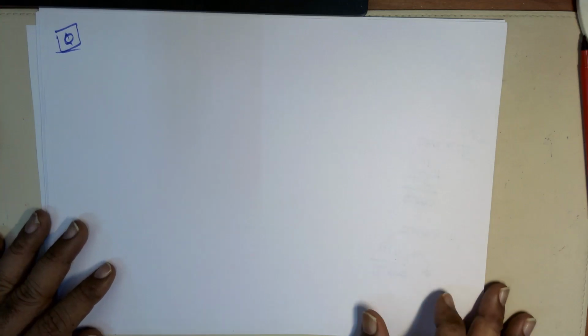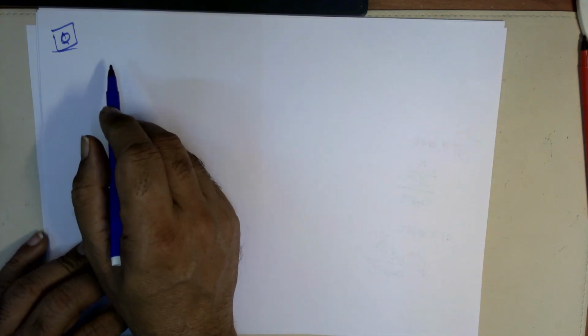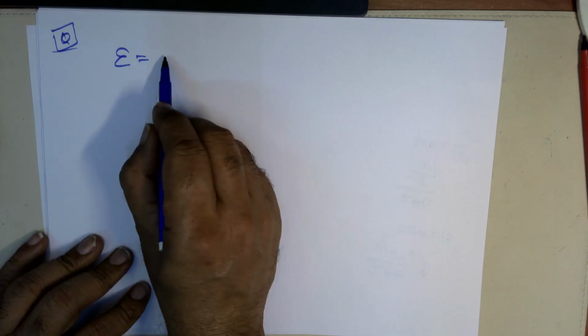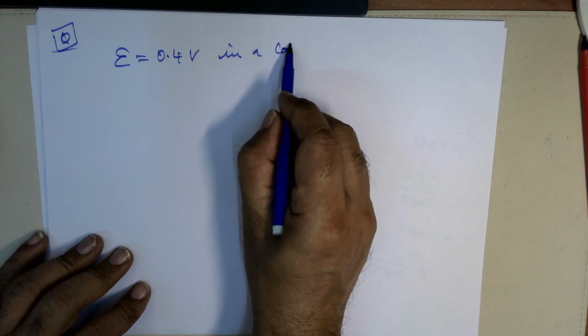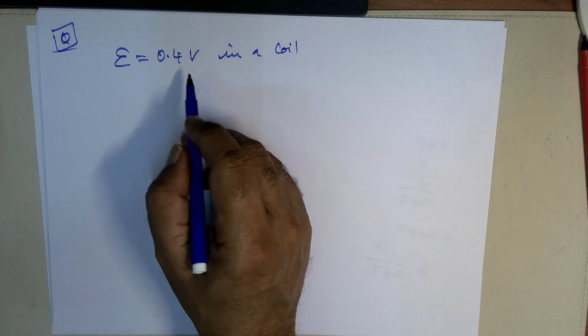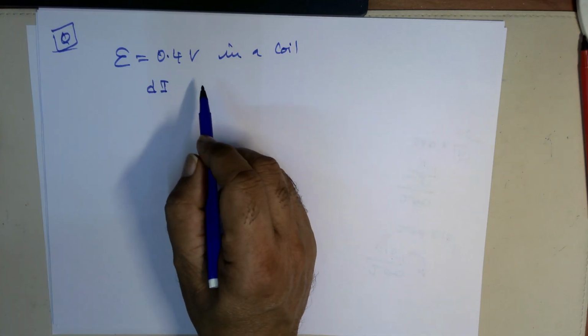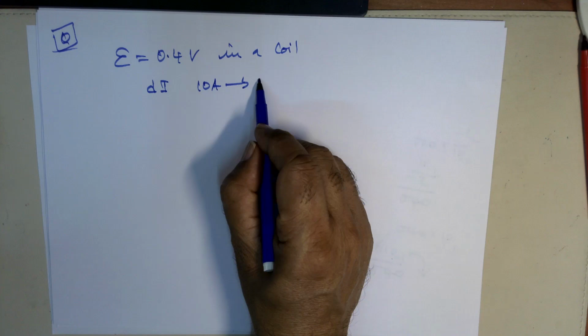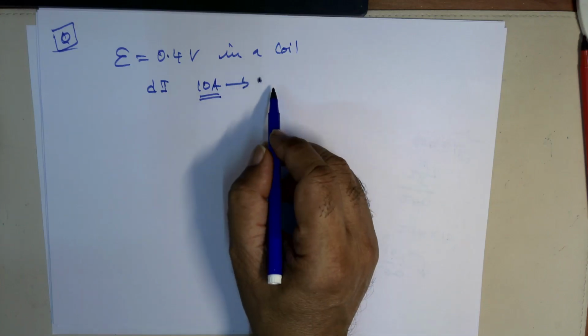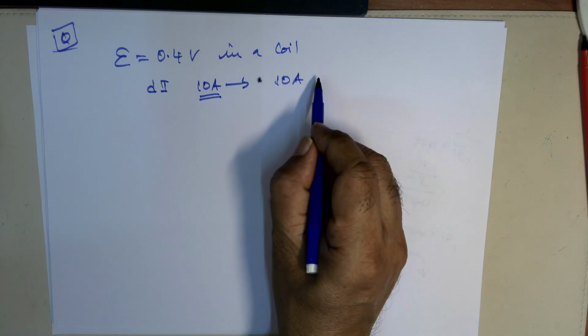Now let us move to the next question. An average induced EMF of 0.4 volt appears in a coil when current is changed from 10 ampere in one direction to 10 ampere in opposite direction.